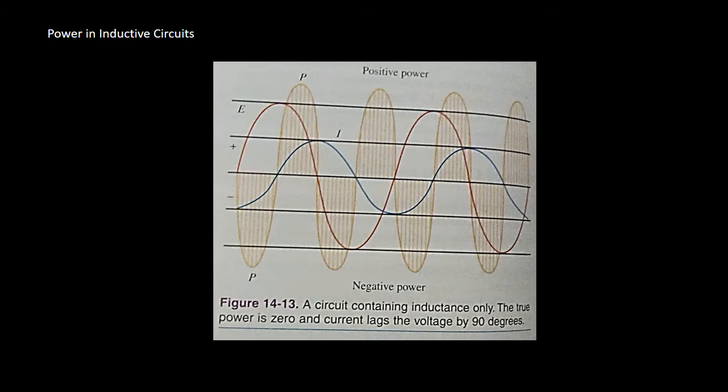And here you can see how the current and voltage in the purely inductive circuit are 90 degrees out of phase. That is shown on your screen now. In a circuit containing inductance only, the true power is 0 and the current lags the voltage by 90 degrees.